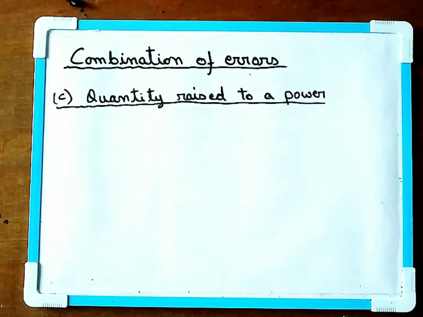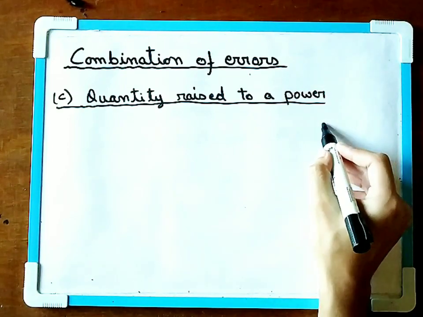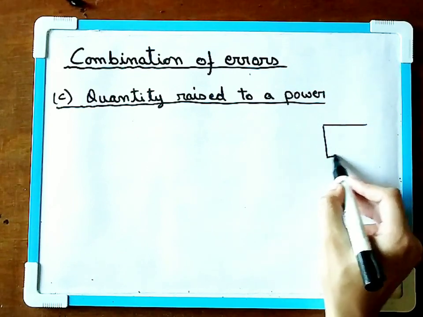Now the next combination is when a measured quantity is raised to a power. For example, if we have a square, so this is a square.